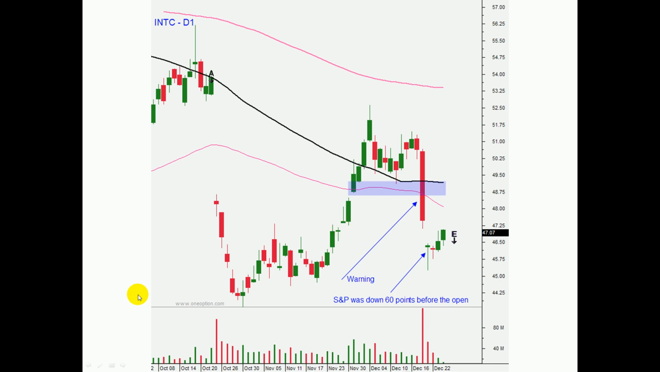But lo and behold, on Friday, that's the price action that we saw. Whoa. Intel doesn't make moves like that. It went from $51 to $47. It rarely moves $4 in a day. And you can see the monstrous volume. Well, our premise that the stock would hold this support level was flawed.